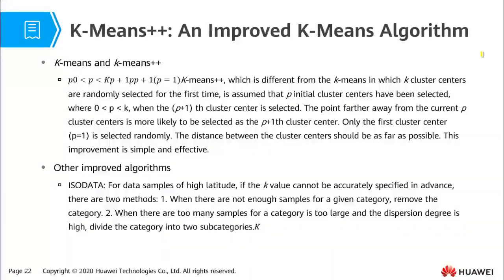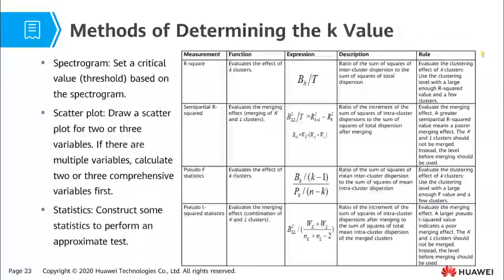Several methods of determining the k-value are provided. One method is to perform partitioning based on the spectrogram by setting a threshold. Another method is to select 2 or 3 variables to draw a scatter plot. In addition, some statistics may be constructed, and selection may be performed according to the statistics indicators.